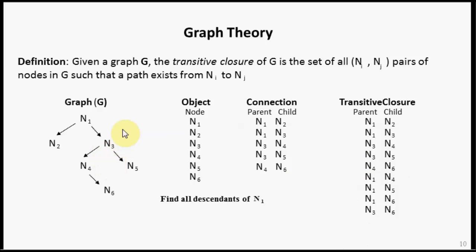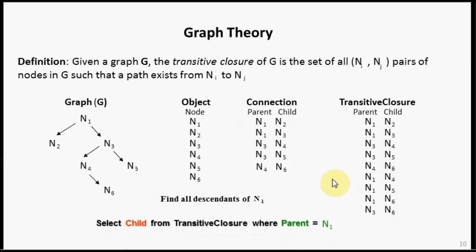Take any two nodes in the graph, let's say starting with n1 and looking at n6. Does there exist a directed path from n1 to n6? The answer is yes. Therefore, we see a transitive closure record here. Does there exist a directed path from n2 to n6? Notice I say the word directed, you have to follow the directions of the arrows. The answer is no. So n2, n6 does not show up here.